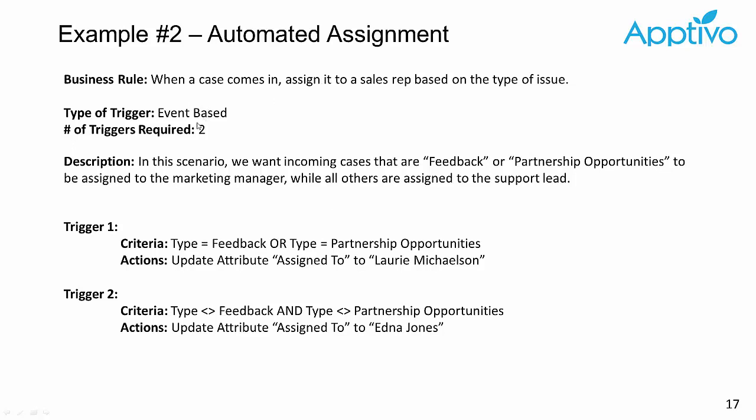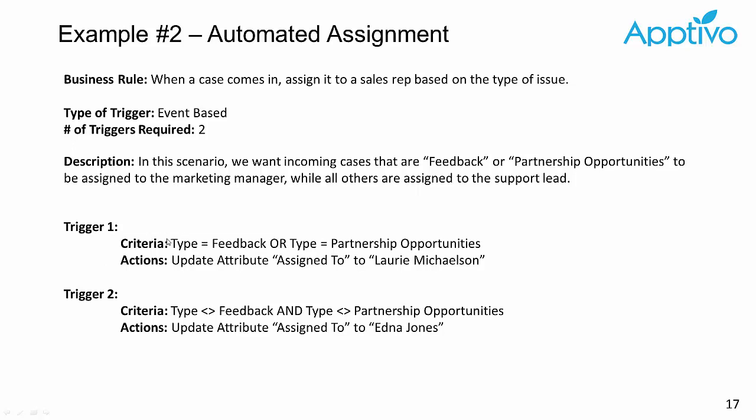So in this case, once again, I'm going to be doing two different events. When a case comes in, assign it to a rep based on the type of issue. There's a bunch of different types, so I'll show you that list in a second. If one of these two values is selected, then I want to assign to a marketing manager. If not, I want to go to another person.